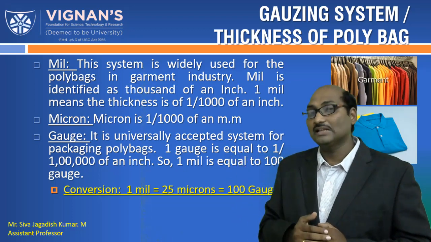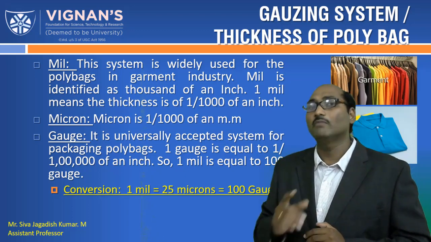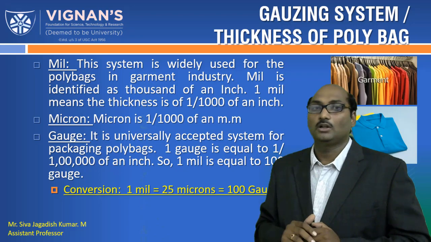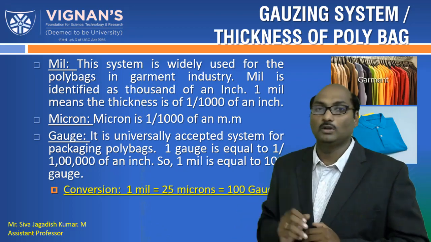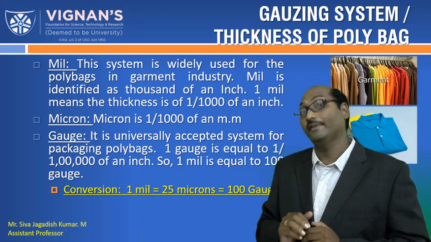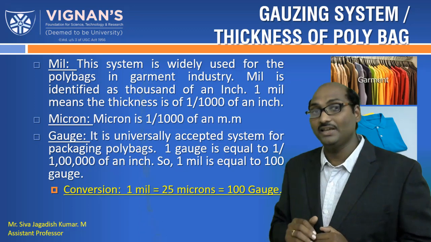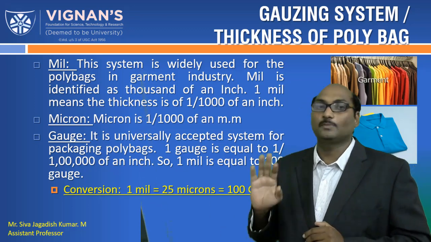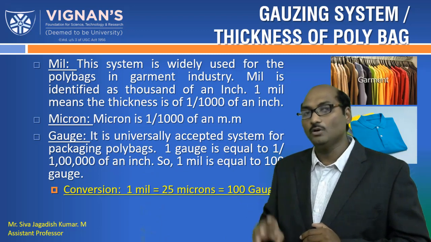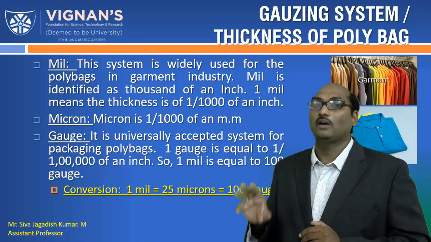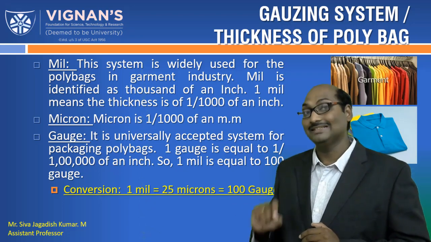Mil is identified as 1/1000 of an inch. 1 mil means the thickness is 1/1000 of an inch. That is mil. Another one is micron. Micron is 1/1000 of an mm. That is referred to as micron. And the third one is the gauge. It is a universally accepted system for packaging poly bags and all. 1 gauge is equivalent to 1/1 lakh of an inch. That is referred to as gauge.